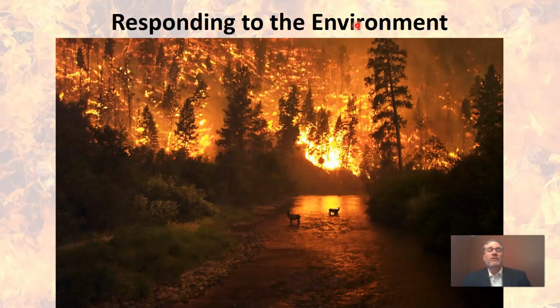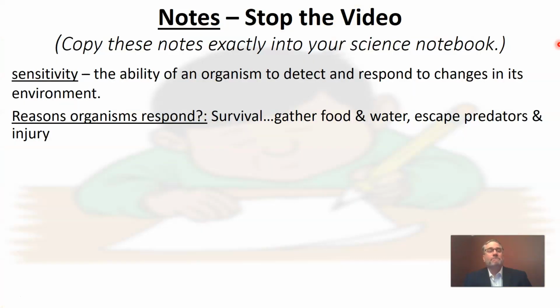Some of the response to environment can be things that are quite terrible. We could have flooding, we could have earthquakes or wildfires. So we can see here that these two deer are absolutely responding to their environment. You can see that they've tried to escape the flames. No different than trying to evade a predator, escape from a predator. Lots of different things that critters and these organisms have to respond to in their environment.